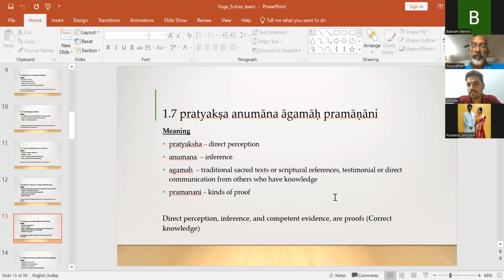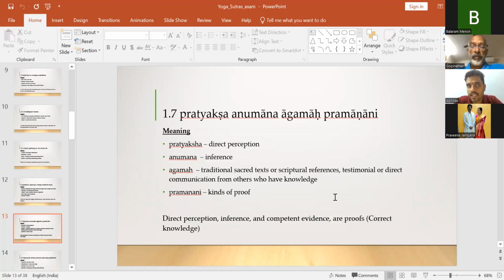Pratyaksha anumana agamaha pramanani. See, pramana is defined by the threefold system: pratyaksha, direct perception; anumana, inference; and agama, a traditional text, whether it is the Vedas, Upanishads, whatever. There is also verbal testimony, direct communication from others who have the knowledge, like gurus, or persons who have experienced it. That also we can take into agama. Pramanani means a kind of proof.